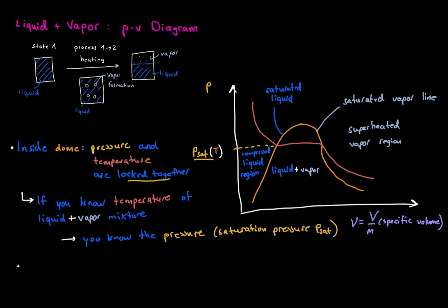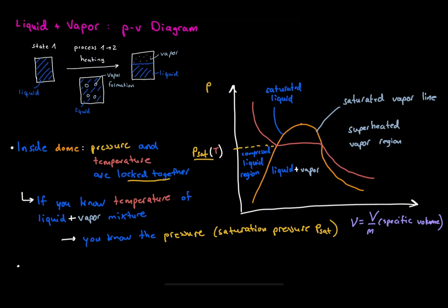This is the big difference compared with the ideal gas problems we solved before. There, we often use the ideal gas law to connect pressure, volume, and temperature. But here, inside the dome, that is not the right approach. Why? Because the substance is not just a gas. It is a mixture of liquid and vapor.